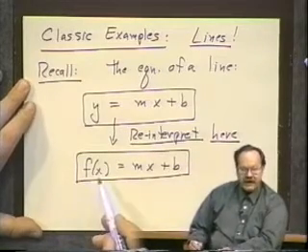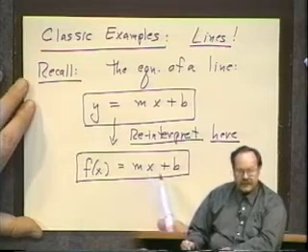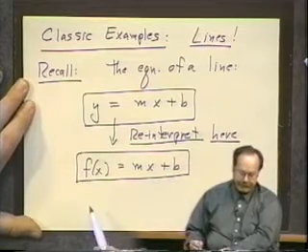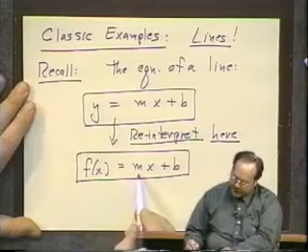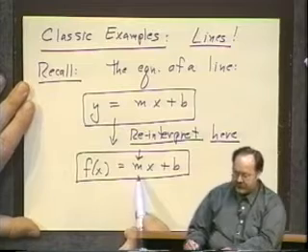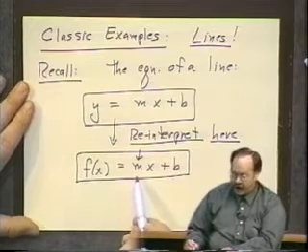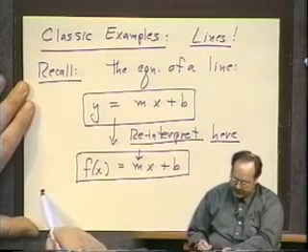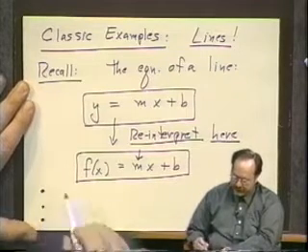So this function acts on x and produces m times x plus b. The machine is the right-hand side. Well, what are the possible situations? For a line, everything depends, as far as increasing and decreasing goes, on what m is. m is the slope of the line. And in fact, we can list the three possibilities right here.